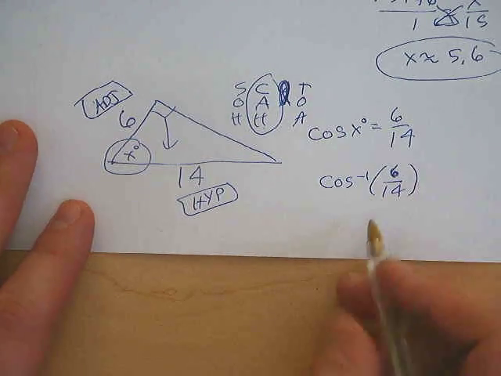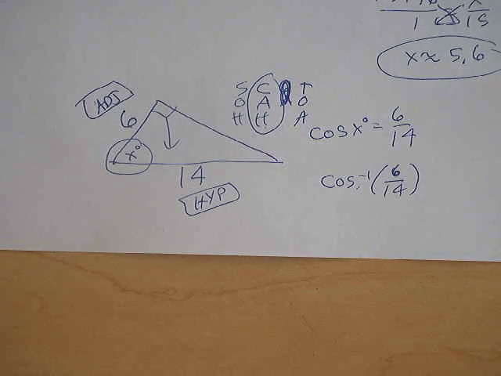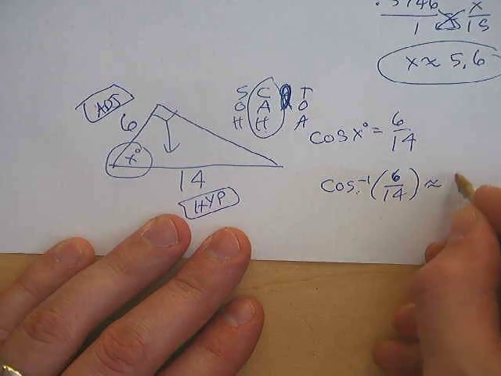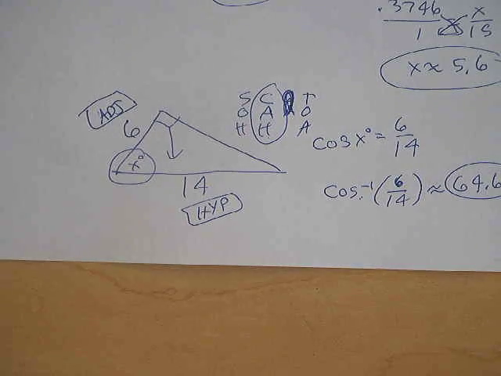If I don't know the angle, I have to use the inverse cosine. Remember, to use the inverse, I take the second key and then cosine. So I take second cosine, then 6 divided by 14. That gives you approximately 64.6 degrees.